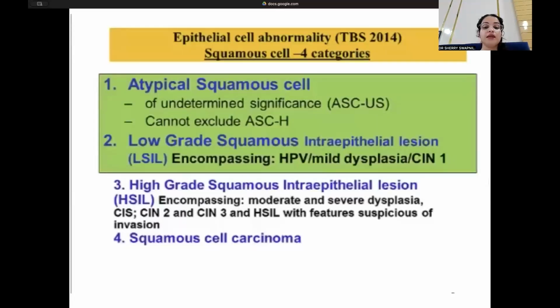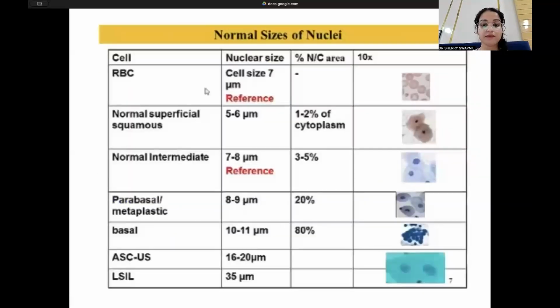So moving towards the atypical cells that we have been discussing throughout. First is the atypical squamous cells. Earlier it was generally atypical squamous cells, and now in Bethesda 2014 they have divided that atypical squamous cell category into two, that is ASC-US and ASC-H. Second is the low grade squamous intraepithelial lesion, third is the high grade lesion, and then the squamous cell carcinoma. Next slide, please.